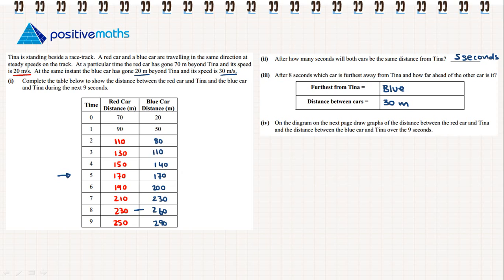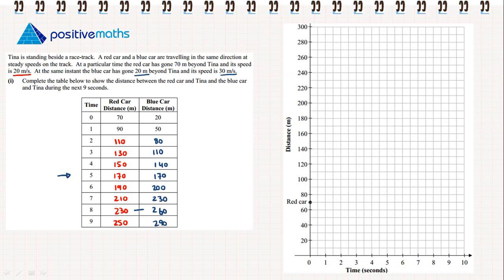On the diagram on the next page, draw graphs of the distance between the red car and Tina and the distance between the blue car and Tina over the 9 seconds. So we're going to use the table to help us with the graph. First thing that we notice on the graph, our time in seconds is on the x-axis, and then our distance in metres is on the y-axis. So the first points that we're going to plot are x and y1. Our first point is already done.